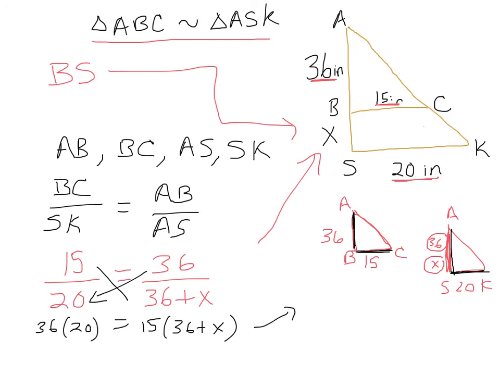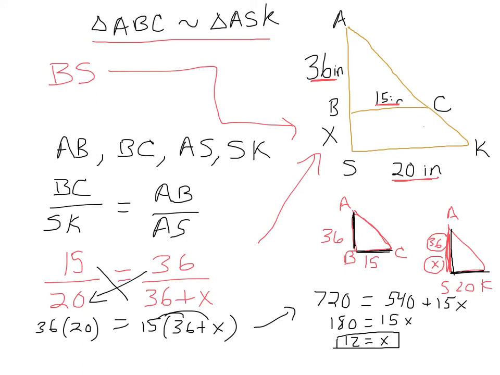Cool beans. Doing some quick math here, 36 times 2 is 72 with a 0, so 720 is equal to 15 times 36, which I believe is 540 today. And don't forget to distribute here, 15 times x is 15x. And then you'd solve this like a regular equation. I'm going to skip a couple of steps for the sake of time. 15x, and then you've got 180 divided by 15, and the result should be 12 is equal to x.